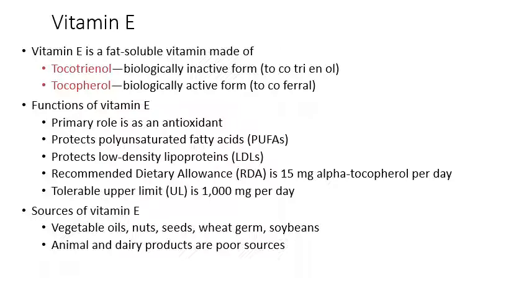The tolerable upper limit is 1000 mg per day. The sources of vitamin E are vegetable oils, nuts, seeds, wheat germ, soybeans. Animal and dairy products are poor sources of vitamin E.